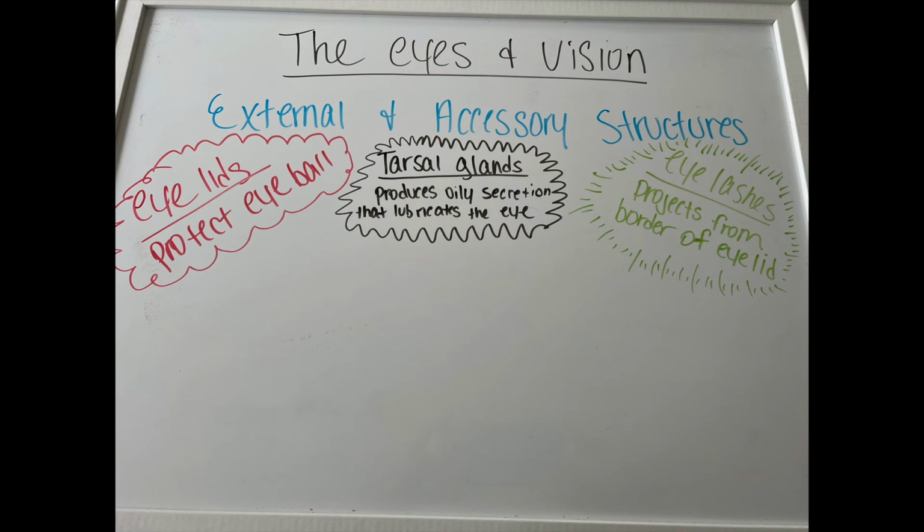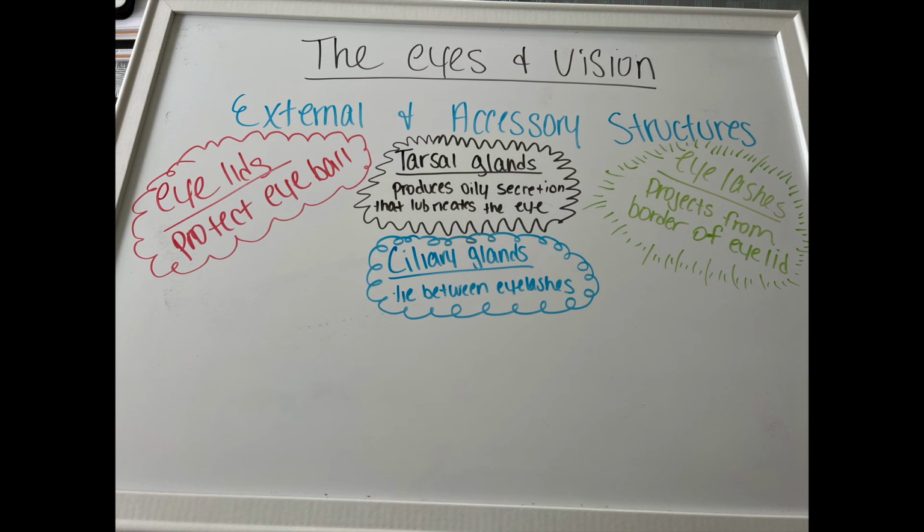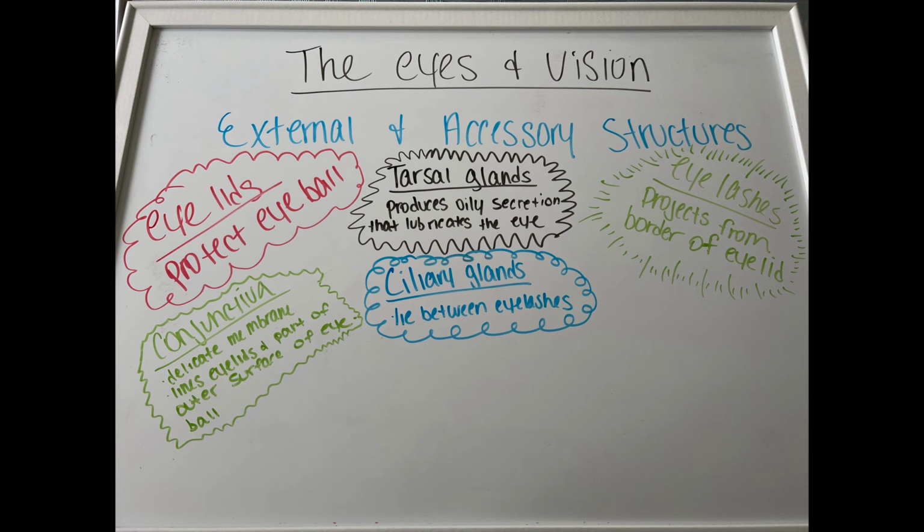Modified sebaceous glands associated with the eyelid edges are the tarsal glands. These glands produce an oily secretion that lubricates the eye. Ciliary glands, modified sweat glands, lie between the eyelashes. Conjunctiva is a delicate membrane. It lines the eyelids and covers part of the outer surface of the eyeball.